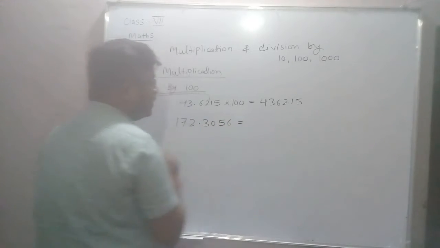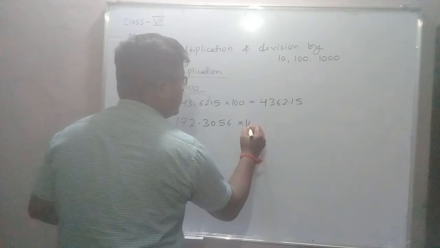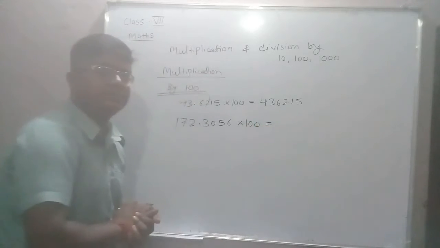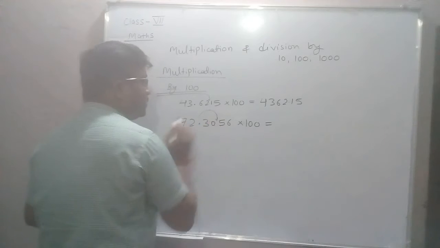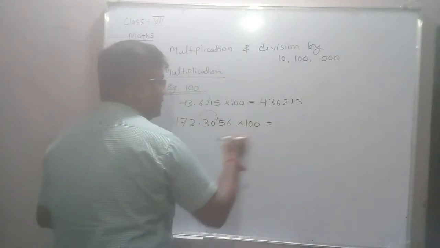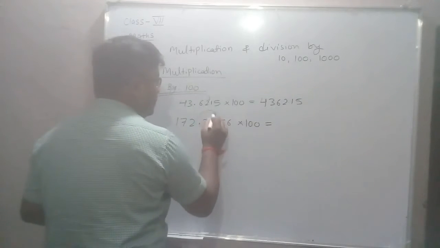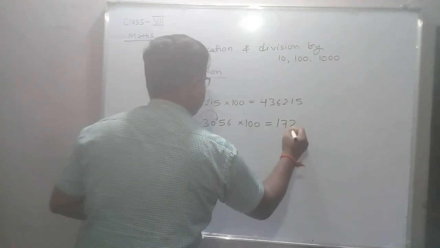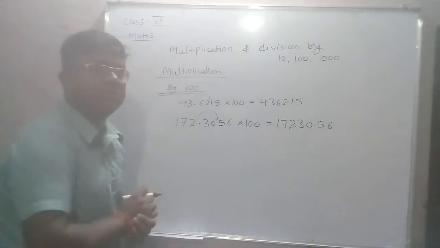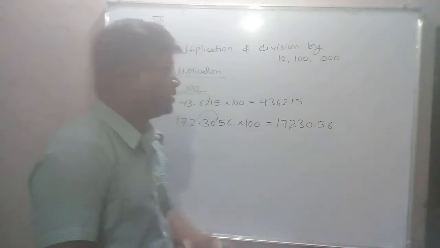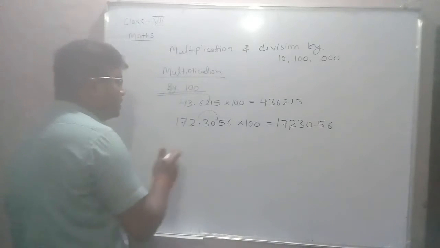Suppose there is 172.3056 multiplied by 100. How much will you get here? Here also shift the decimal two places towards the right, so you will get 17230.56. You will get 17,230.56.